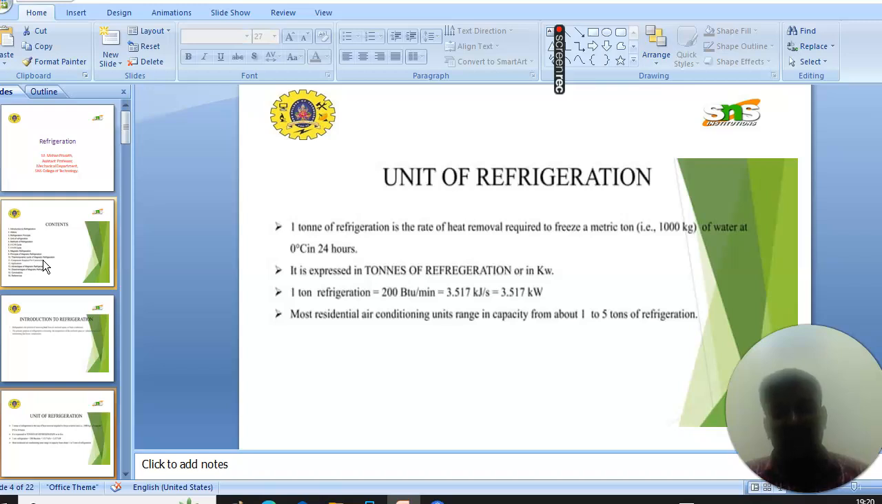1 ton of refrigeration is the rate of heat removal required to freeze a metric ton, that is 1000 kg, of water at 0 degrees Celsius in 24 hours. It is expressed in tons of refrigeration or kilowatts. 1 ton of refrigeration is equal to 200 BTU per minute, equal to 3.517 kJ per second, equal to 3.517 kilowatt. Most residential air conditioning units range in capacity from about 1 to 5 tons of refrigeration.